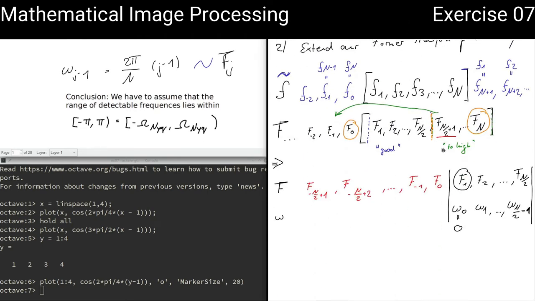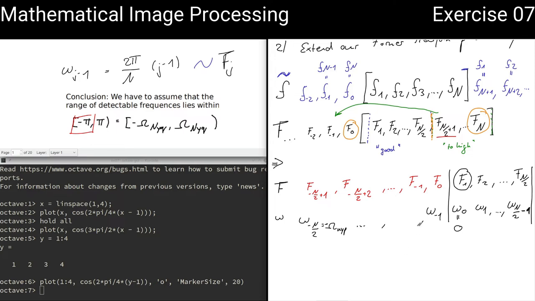So what is now happening on the other side? So this guy here, n halves plus one, is the one that I copy now to the leftmost position. So I have here omega minus n halves. If I now plug in minus n halves there, I just get the Nyquist frequency, which is just the negative Nyquist frequency. So I'm precisely here at this boundary point. Okay, and then it goes on until I'm here at omega minus one.